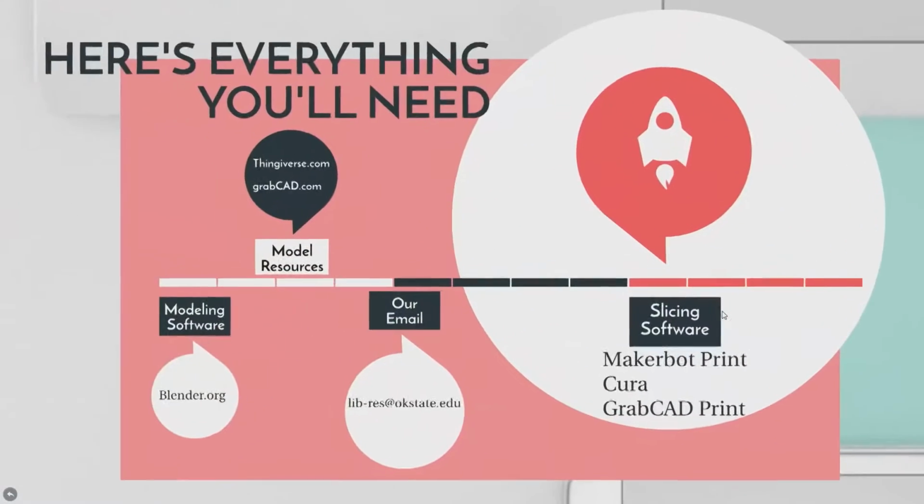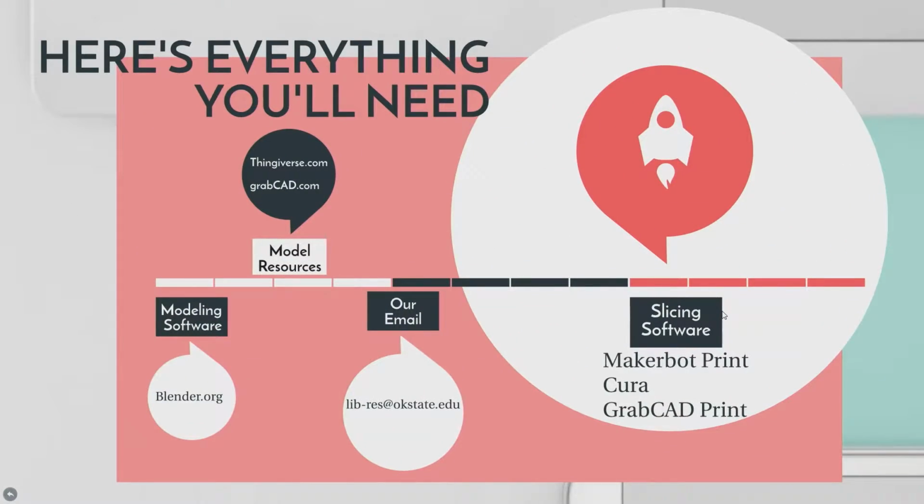So everything you'll need, if you want to take notes, email yourself, or create a note, from start to finish: some modeling software. I recommend Blender. I'm very biased. What can I say? Thingiverse and GrabCAD are great resources for finding objects or inspiration. Our email is lib-res@okstate.edu. And now we're going to get on to the actual interactive part of this.